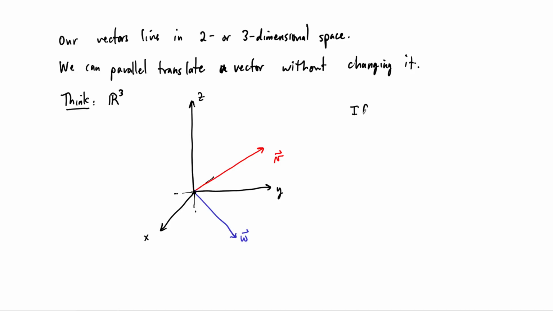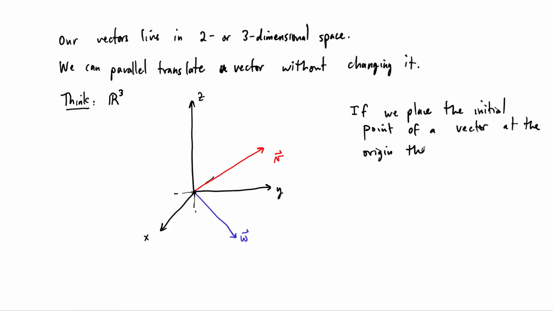So if we place the initial point of each vector at the origin, I'm going to rephrase this. I don't want to say that we put this for all vectors, because we are still going to want to move the vectors around. But if we put the initial point of a vector at the origin, then we say that this vector is in standard position. I'll call the vector v. This is in standard position now. This is going to be our standard position of the vector.